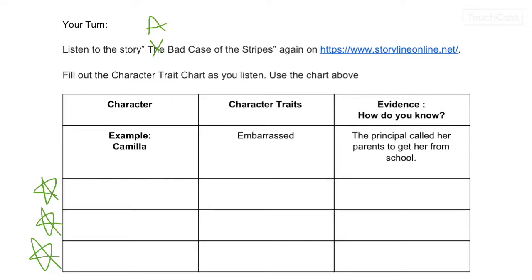So, I would like you to do 3 other ones. You can choose Camilla if you'd like, or I challenge you to choose some other characters, any of the other characters in the story. They all were showing some sort of traits. So listen to the story online. Be ready to share with us what you have found.